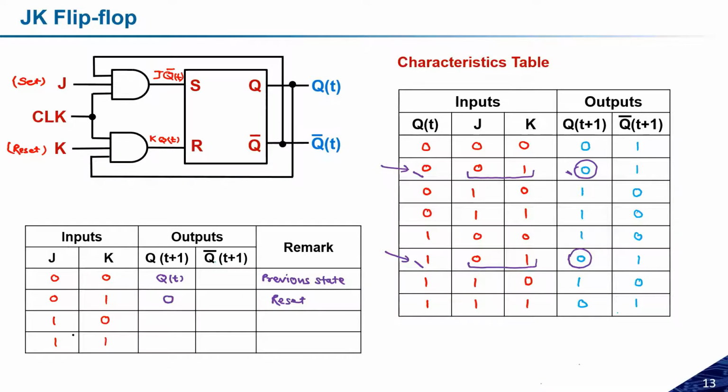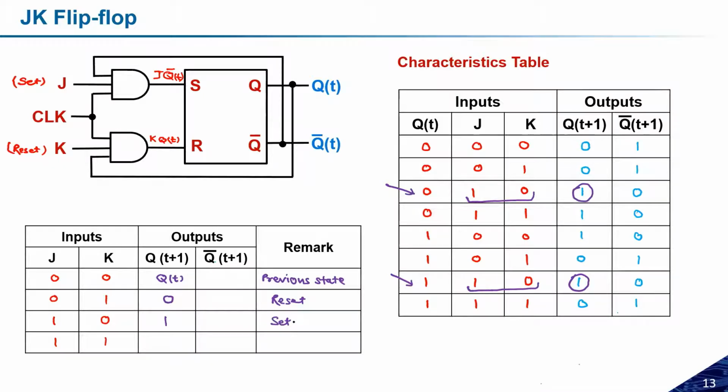And if we talk about the 1, 0 case, let us talk about the third case. The output will be something like this. See here, the third case is 1, 0. Now we are getting output Qt plus 1 as 1 in both cases. It does not matter what the Qt was. So it means we are setting the output. The Qt plus 1 will be 1 in both cases, so we will set the output.